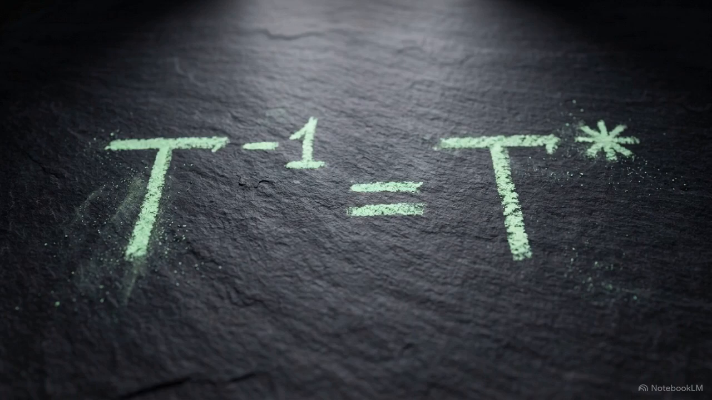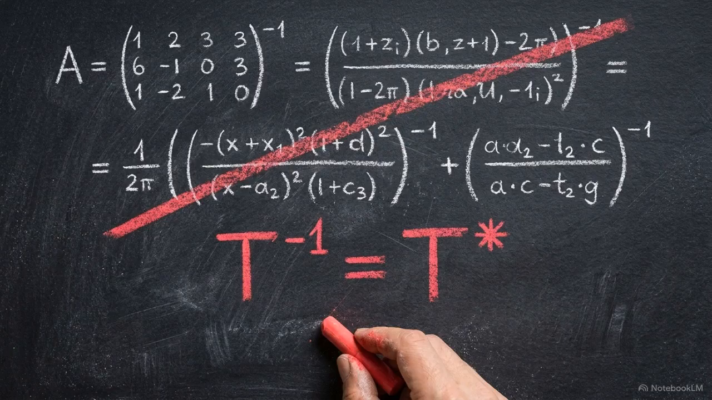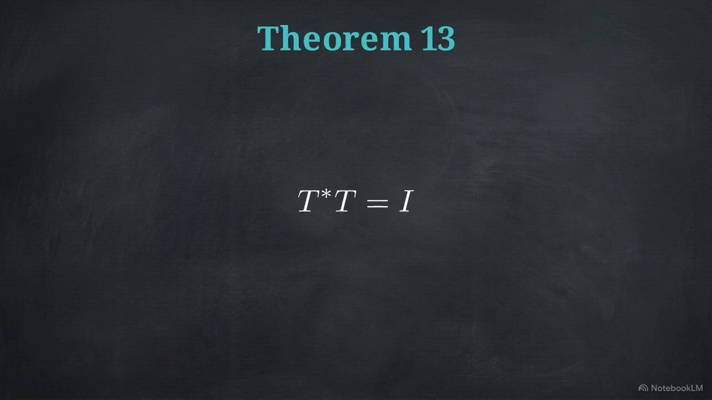This gives us a massive computational shortcut. Finding the inverse of a complex transformation usually requires heavy, tedious calculation, but for unitary operators, you just find the adjoint. Hoffman and Kunze's Theorem 13 translates this to matrices. An operator is unitary if and only if its matrix representation in an orthonormal basis is a unitary matrix. That means A star times A equals the identity.